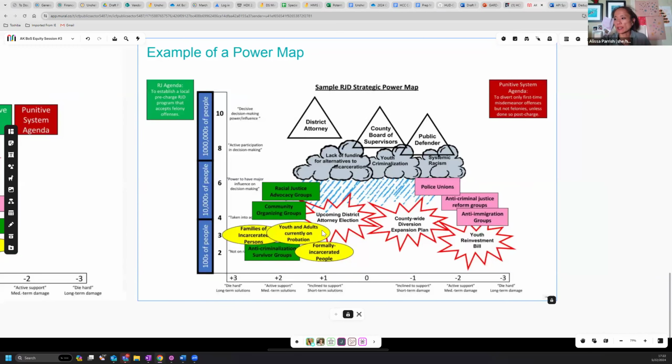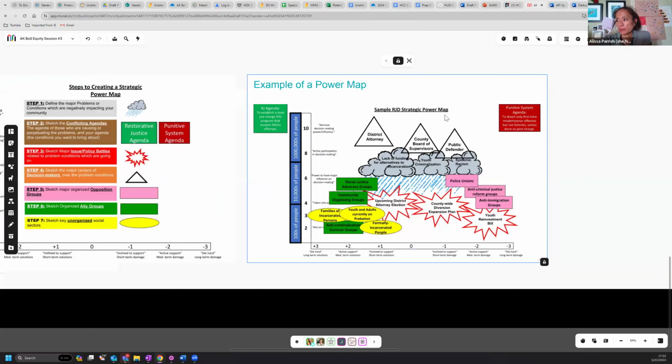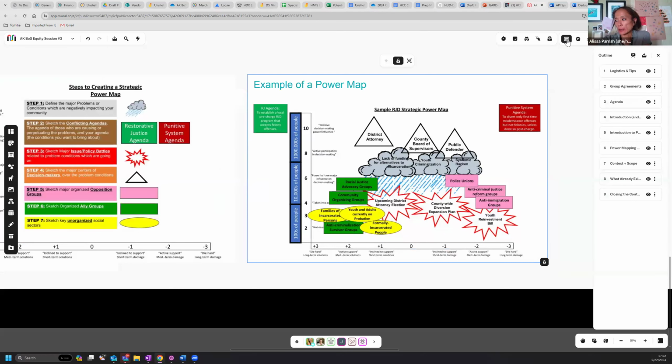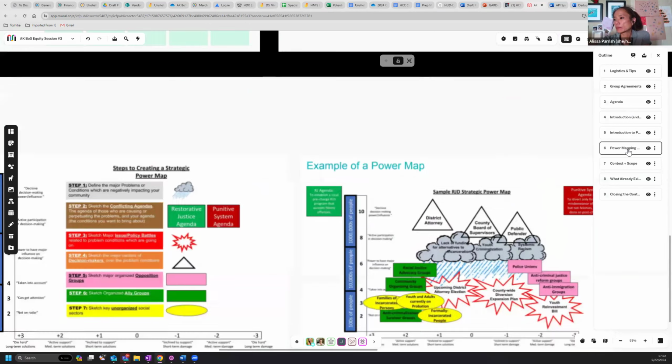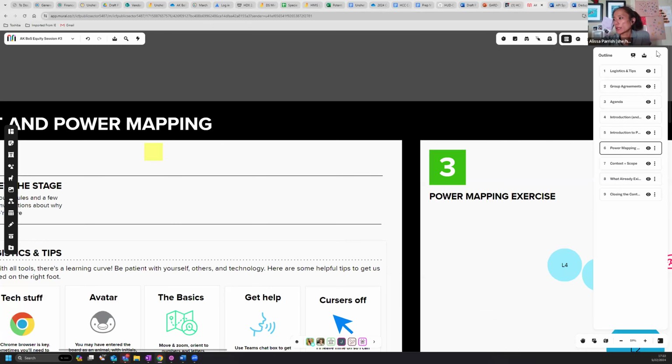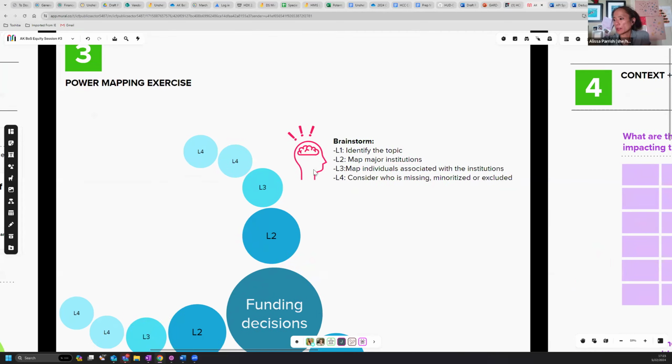So this is just an example of a completed power map. And again, it's kind of using the restorative justice field, but that is an example. So we are going to go on to actually starting to do some of this.